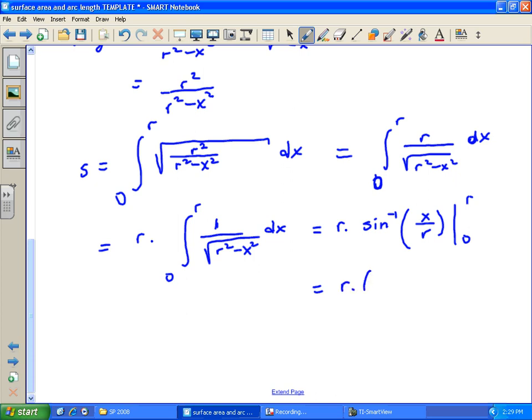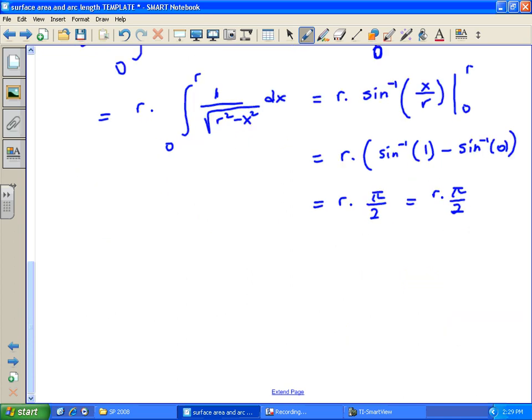So we have r times sine inverse of r over r, in other words 1, minus sine inverse of 0. Sine inverse of 1, in other words, at which angle is the sine function equal to 1, and the answer should be in radians. The answer is pi over 2. Sine inverse of 0 is 0, so here I have r times pi over 2. Remember, this is the arc length of a quarter of a circle. So what is the circumference of a circle? 4 times the answer we got. And that is indeed giving us the formula for the circumference of a circle, 2 pi r.